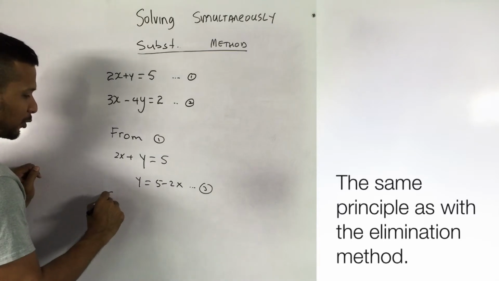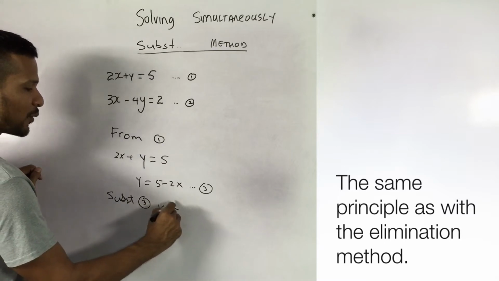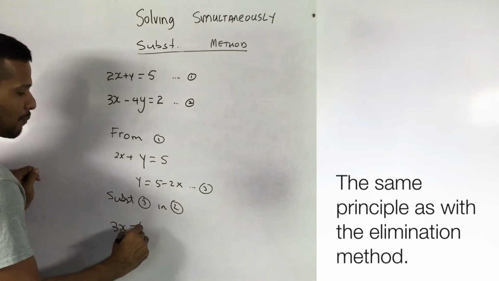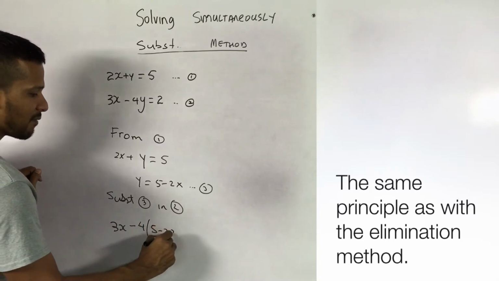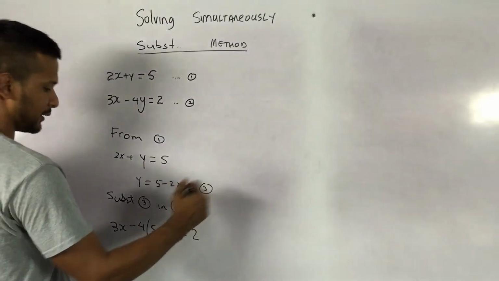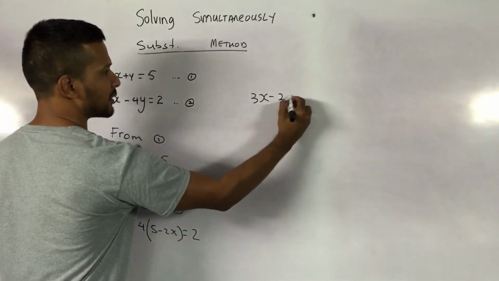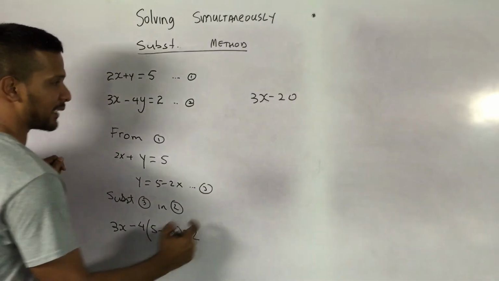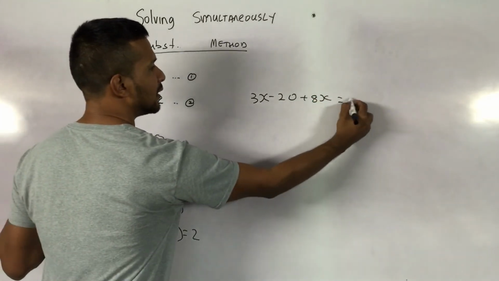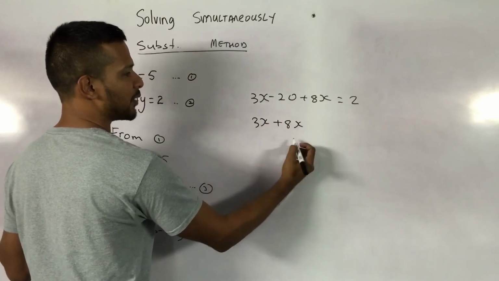Okay. So substitute equation 3 in equation 2. So I'll end up with 3x, remember I know what y is, minus 4 by 5 minus 2x is equal to 2. So I'm going to expand out this. So I'll get 3x minus 4 plus 5 is minus 20. Minus 4 by minus 2 is plus 8x equal to 2. Keep my variables on one side and my numbers on one side.